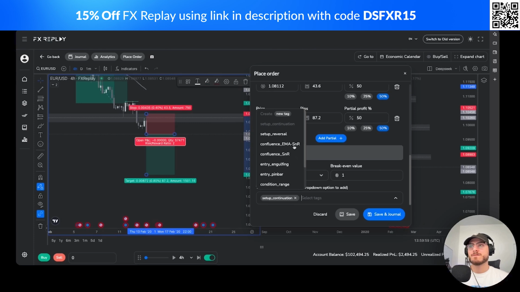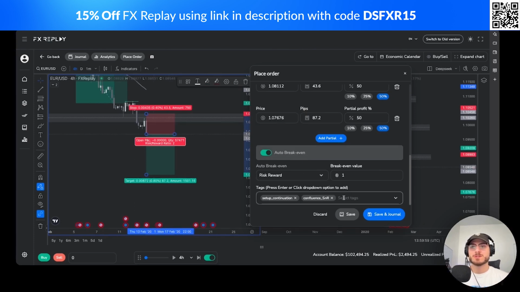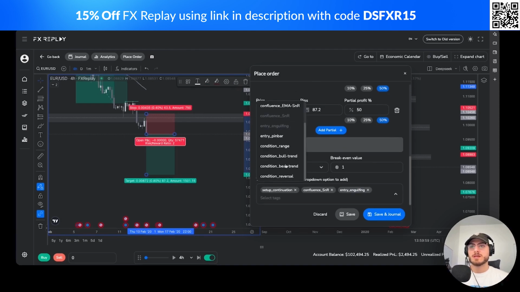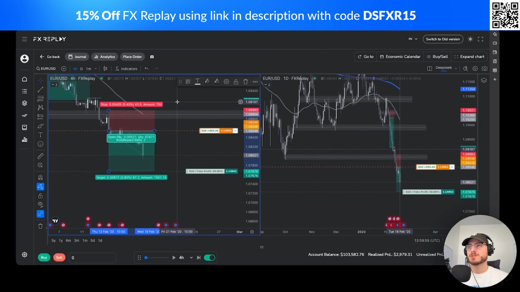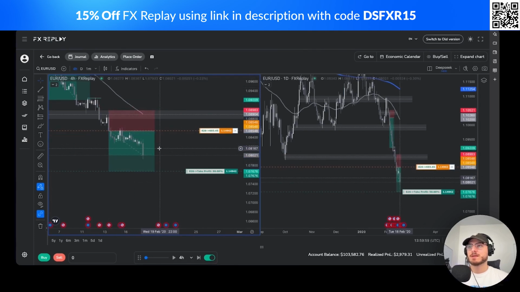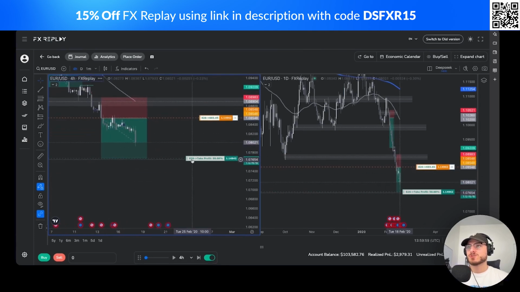We have no EMA support and resistance, but we do have the support and resistance just with price action. We have the engulfing. The condition is a bearish trend, and so I believe that's everything that we had. Setup, continuation, entry, condition, perfect. So let's go save and let's see how it goes. There we go. We got part of our position taken out right there, and continuation. Let's see if we can just trail our stops.